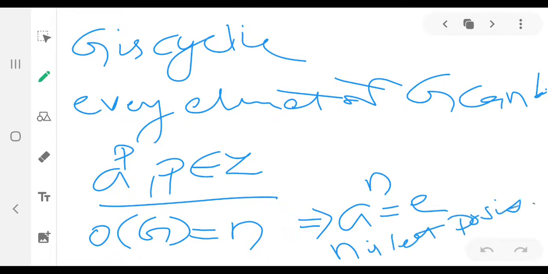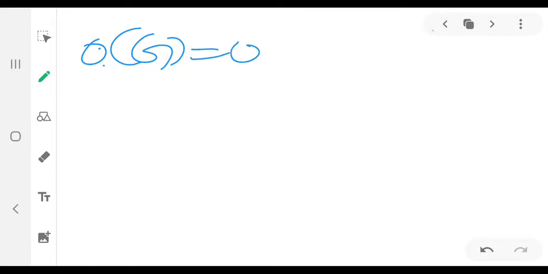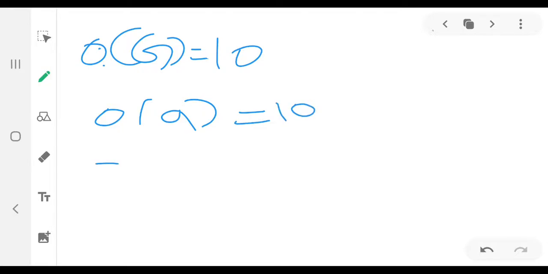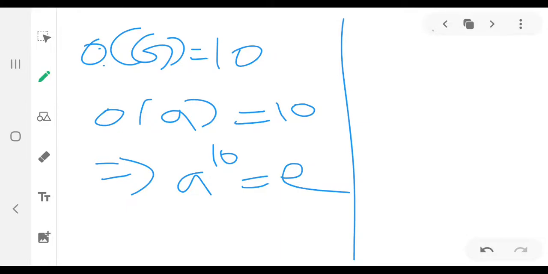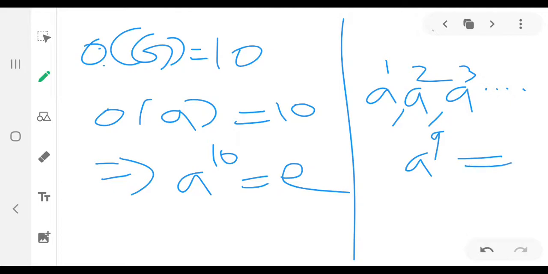positive integer. Okay, അതായത് എക്സാമ്പിൾ ആയിട്ട് പറയുകയാണെങ്കിൽ order of G is equal to 10 എന്ന് പറഞ്ഞാൽ order of the generator is equal to 10. That means A raised to 10 is equal to E. Okay, ഇനി ഇതിൽ കണ്ടീഷൻ ഉണ്ട്, അതായത് 10ന് താഴെയുള്ള പോസിറ്റീവ് ഇന്റിജേഴ്സ്, അതായത് A raised to 1, A square, A cube, etc., A raised to 9 not equal to E.